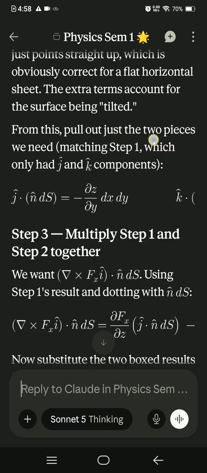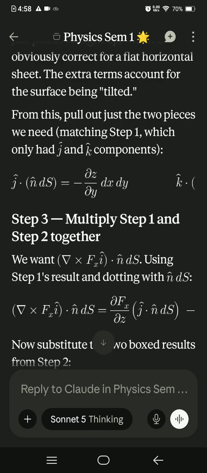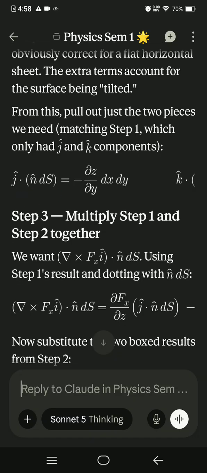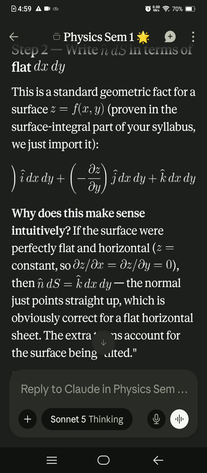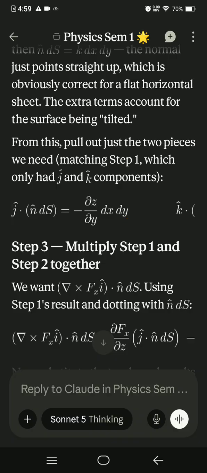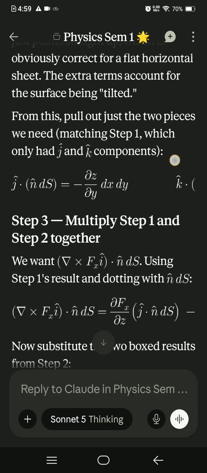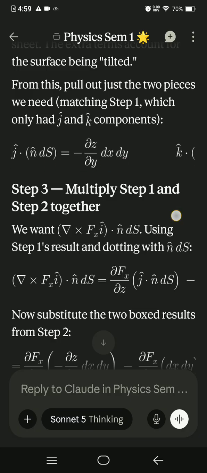Pull out just the two pieces we need, for j dS and k dS. Wait a minute. How does this happen? What has been done here, sir? What happened here? I don't know.